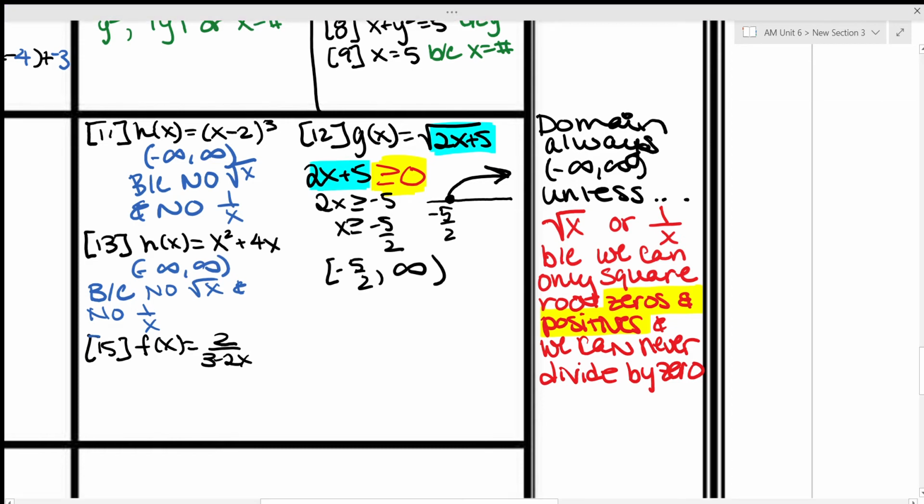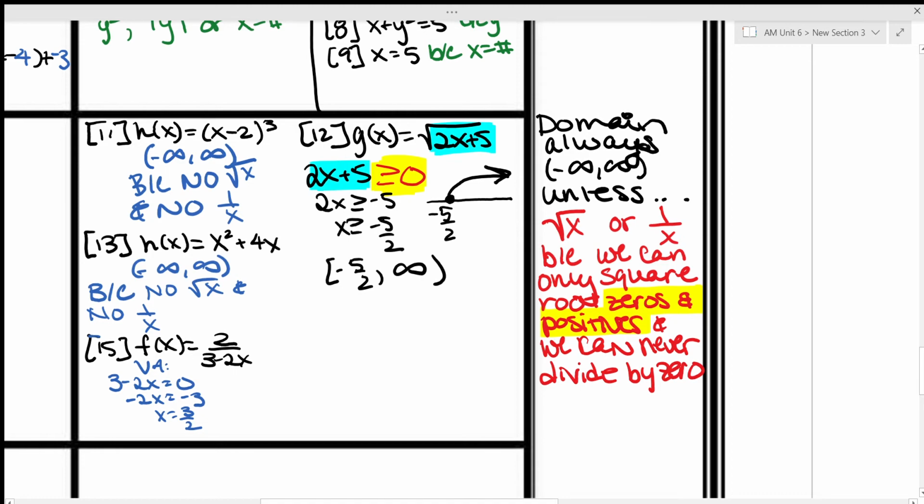When I find that vertical asymptote, you take your denominator and set it equal to 0. That's what happens when you have undefined results. How do I find out what my x value is going to be? Subtract the 3. And then what? Divide by 2. So I'm going to end up with a positive 3 over 2.